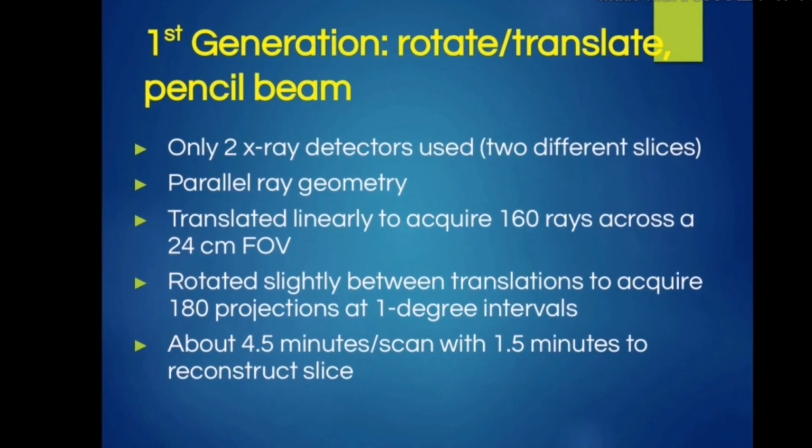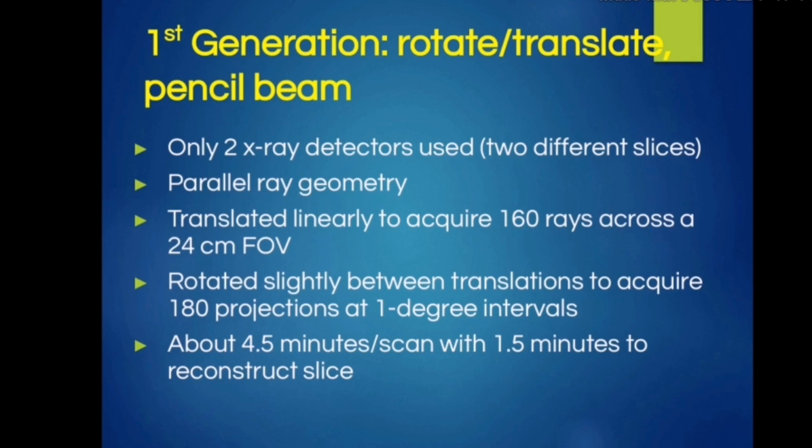Now let's proceed to the historical development of the CT scanner. First generation, or the rotate-translate acquisition. It has a pencil beam type, only two X-ray detectors, used for two different slices. It has a parallel ray geometry, translated linearly to acquire 160 rays across a 24 cm field of view.